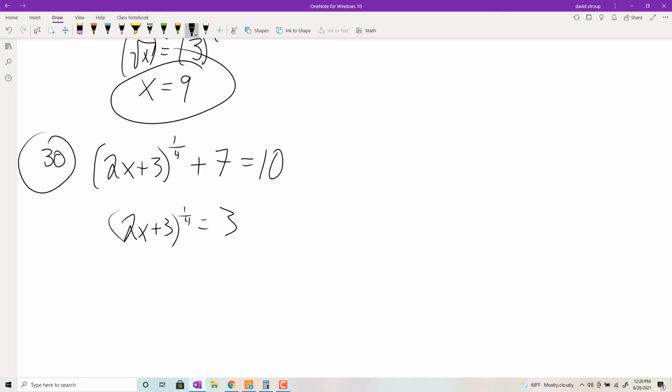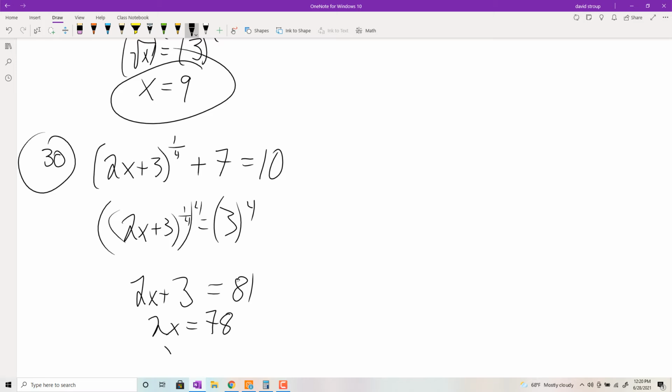So you get 3. Then you can raise both sides to the fourth power. And you can really see why this works, because when you multiply those exponents on the left there, you get 1/4 times 4, which is 1. So you'll just have 2x plus 3 to the first power, which is just 2x plus 3. On the other side, 3 times 3 is 9, times 3 is 27, times 3 is 81. Subtract 3 on both sides, so you get 78. Divide on both sides by 2. You get 39. Then you got to go and check.